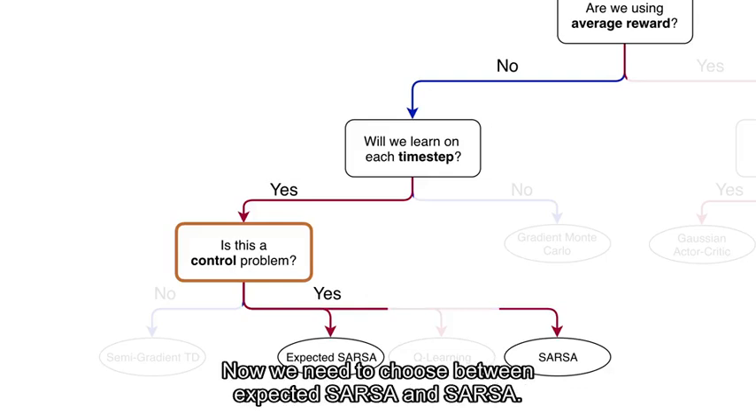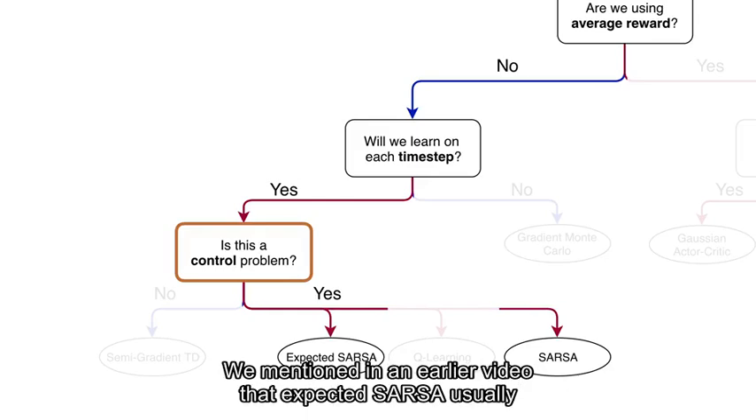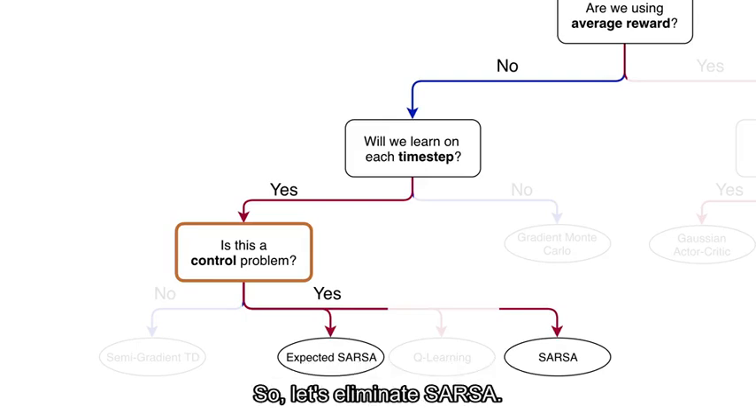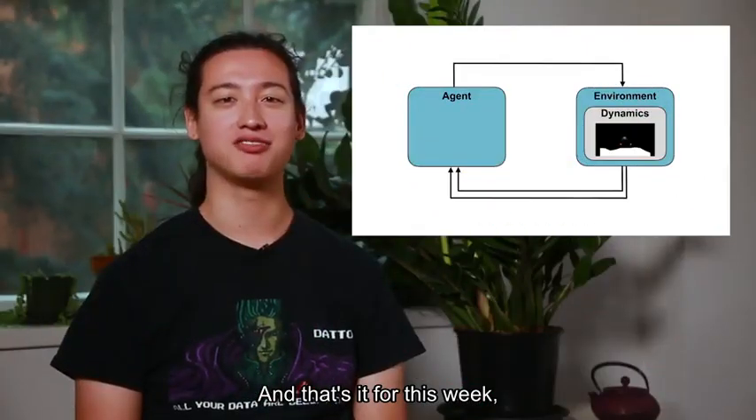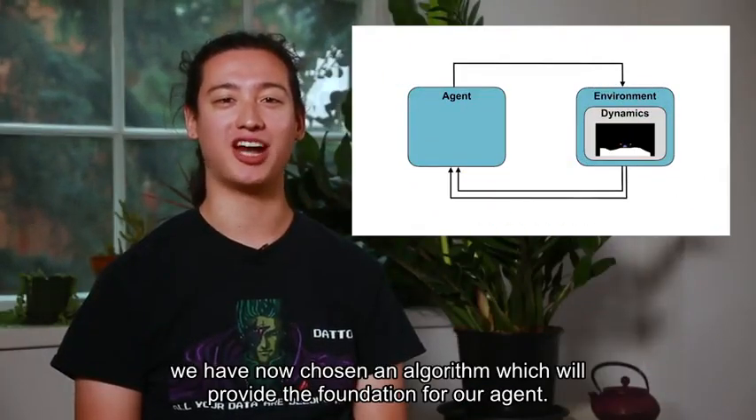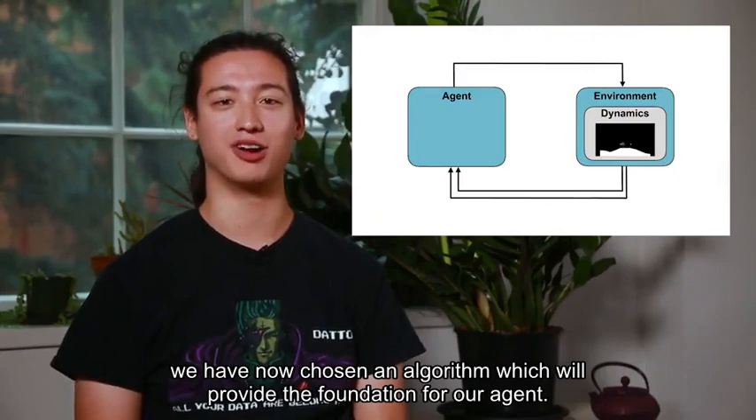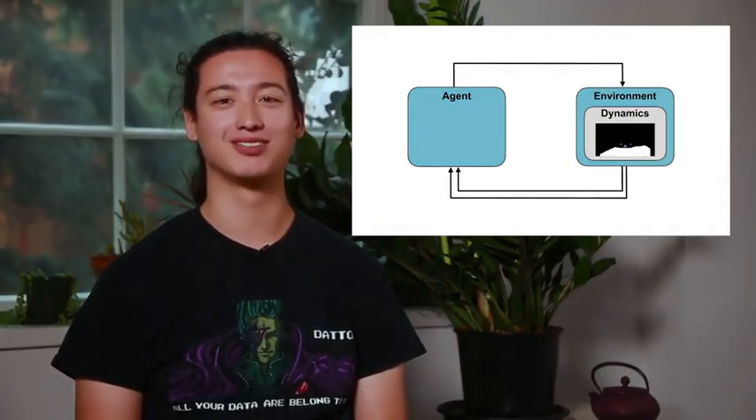Now, we need to choose between expected SARSA and SARSA. We mentioned in an earlier video that expected SARSA usually performs better than SARSA, so let's eliminate SARSA. And that's it for this week. We have now chosen an algorithm which will provide the foundation for our agent. See you next week.